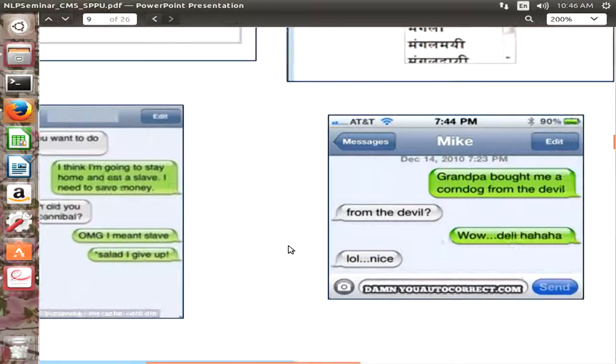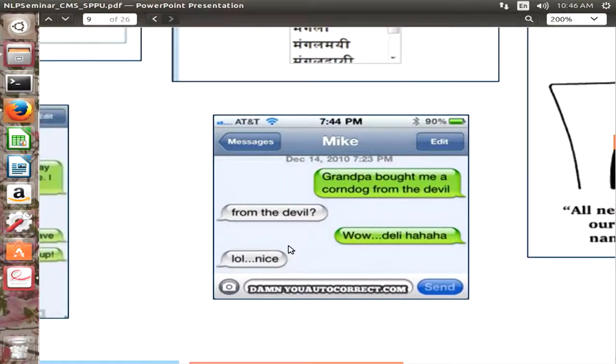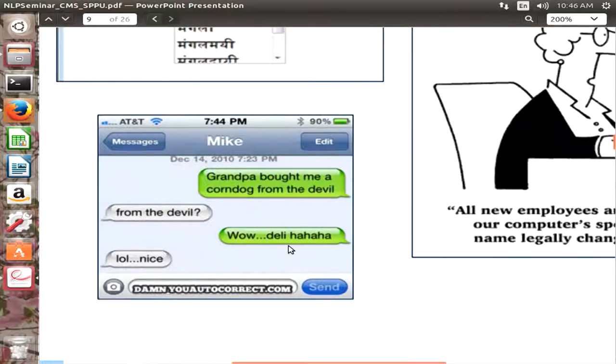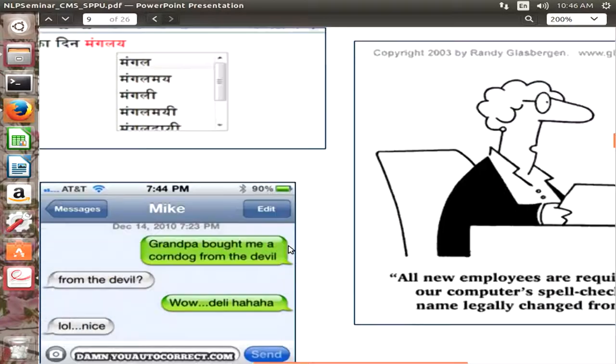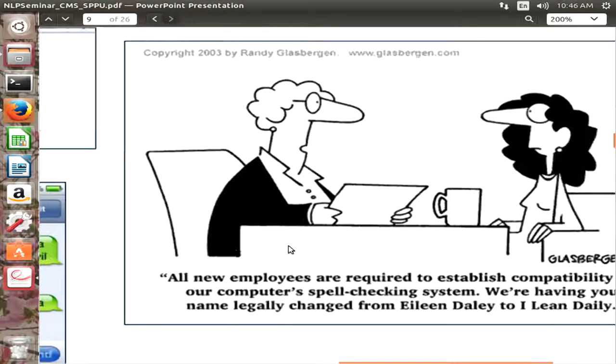You find this all the time, right? The autocorrects. Grandpa bought me a corn dog from the devil. The devil? No, the deli. So, and then, well, Mr. Glassbergen always has something to say about things.